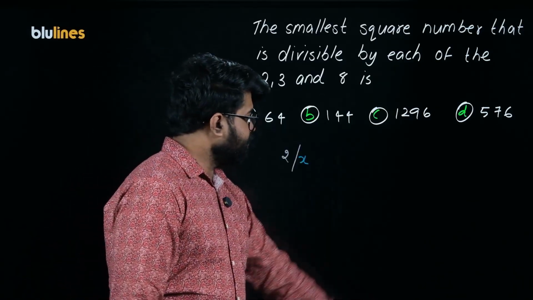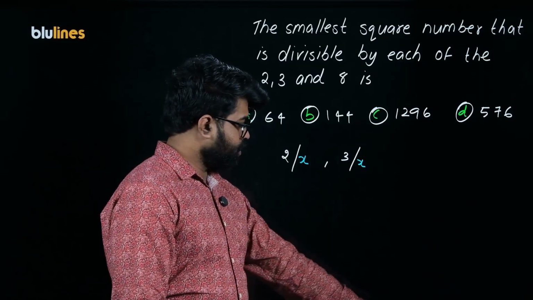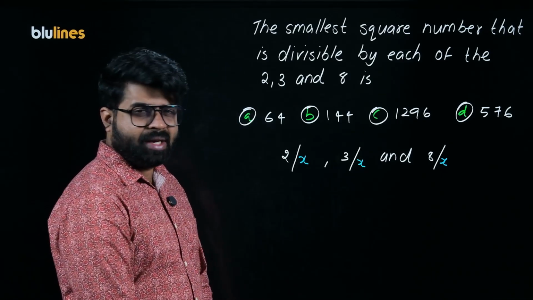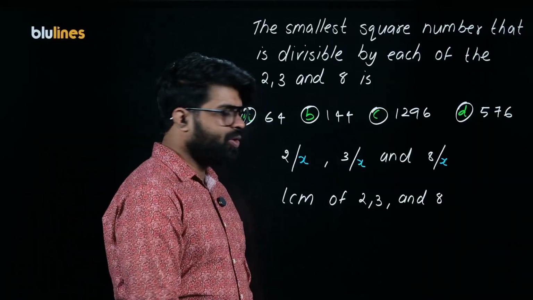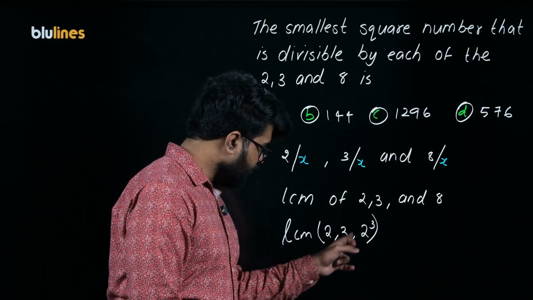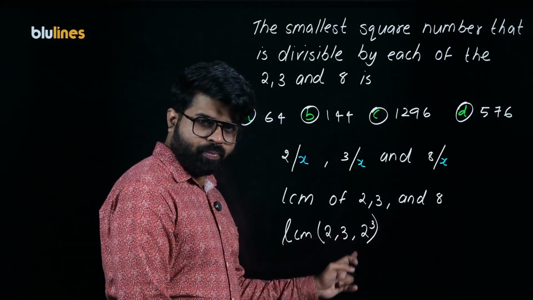So to see this, we need to find the LCM of 2, 3 and 8. We know that the LCM of 2, 3 and 8, I can express this as 2 into 3 into 8, and 8 is nothing but 2 cube.